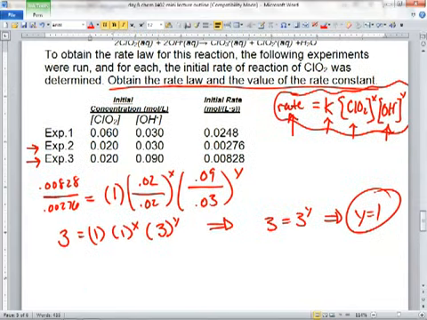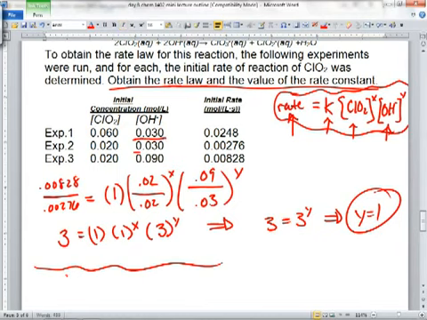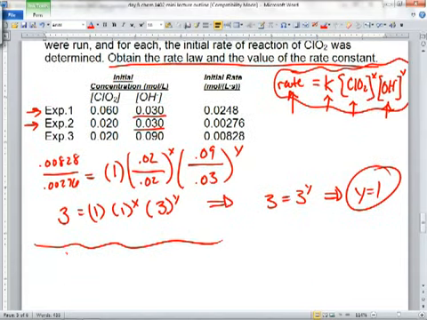So let's get our x. What two experiments, Jessica Vaughn, do you think we should compare to get our x? She says 1 and 2. Oh, yeah, I see it now. All right? Because then those two aren't changing. Everybody see why she picked 1 and 2? Okay. Do the exact same thing, Nick. 0.0248 is bigger, so you're fine. And then 0.00276.